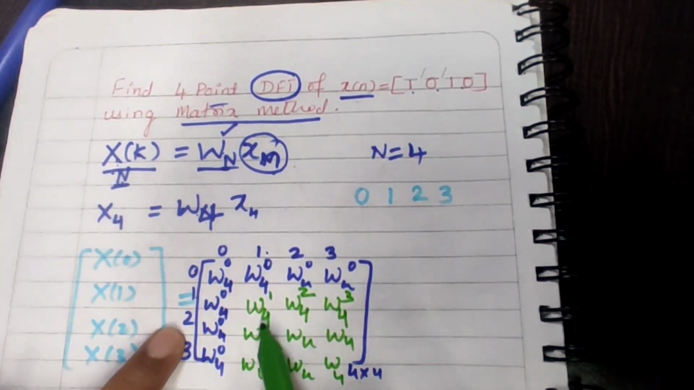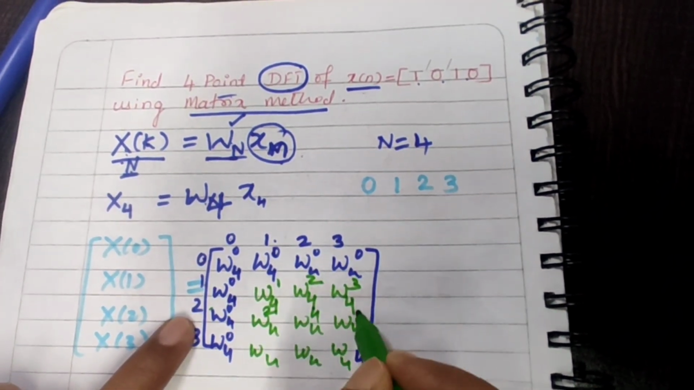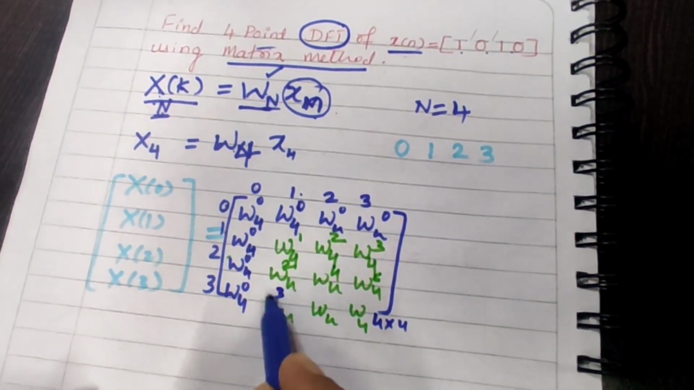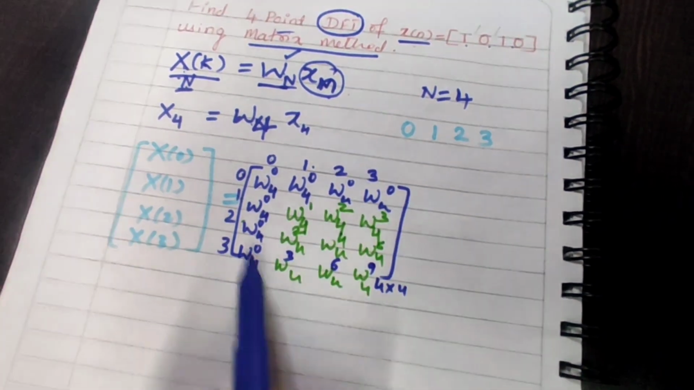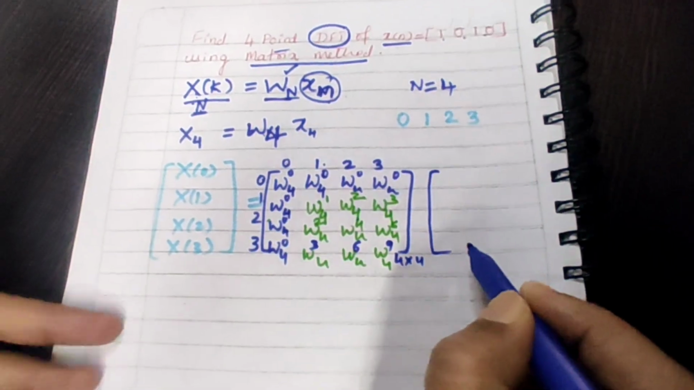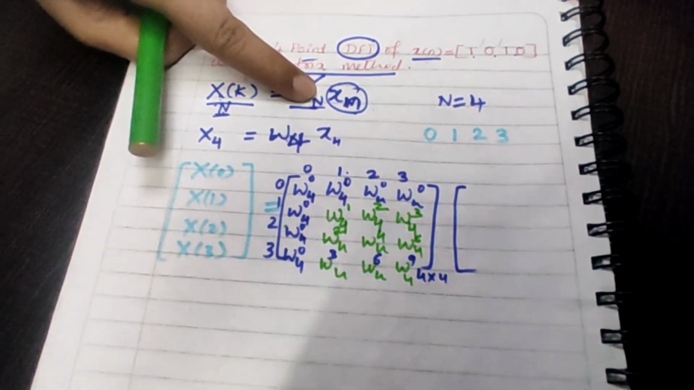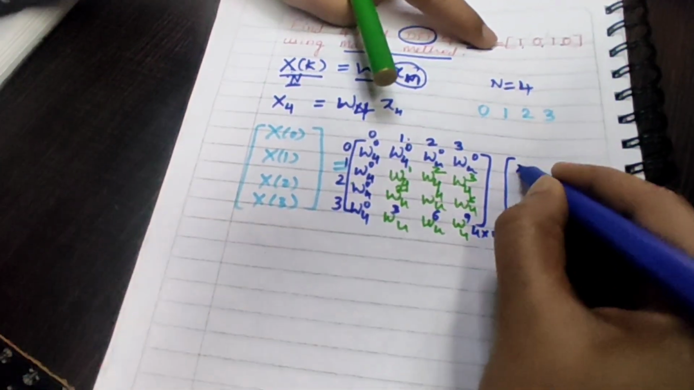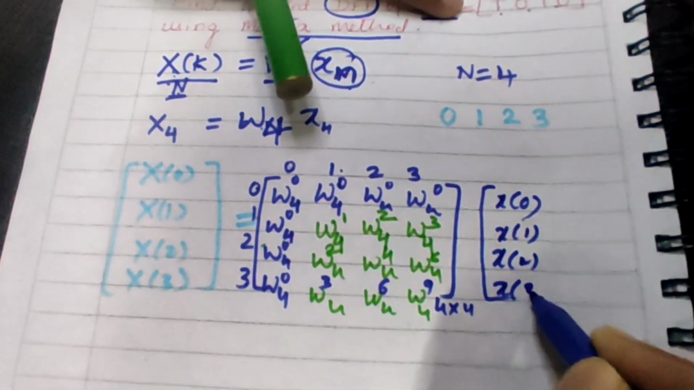Now we will multiply, and the upper part we can write here. 2 1s are 2, 2 2s are 4, 2 3s are 6. Next, 3 1s are 3, 3 2s are 6, 3 3s are 9. These are all twiddle factors we have to find first. Then the multiplication is with x of n, which is x of 0, 1, 2 and 3.